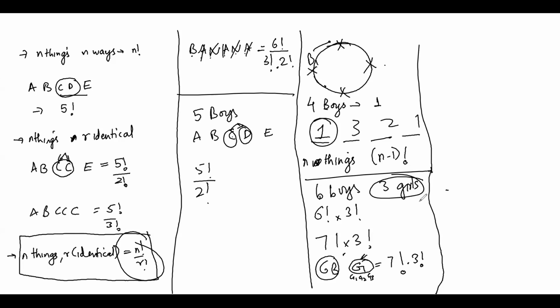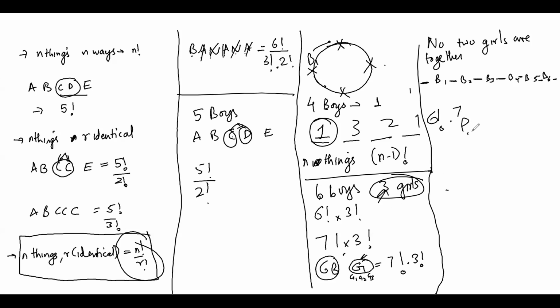Another question that you might get is, in how many ways can you arrange so that no 2 girls are together? So what you do is, you first arrange the boys. In how many ways can the boys be arranged? 6 factorial. So you have boy 1, boy 2, boy 3, boy 4, boy 5, and boy 6. Then you find the spaces. A girl can come here: 1, 2, 3, 4, 5, 6, 7. There are 7 spaces in which you have to fit 3 girls. In how many ways can you do that? That is 7P3.